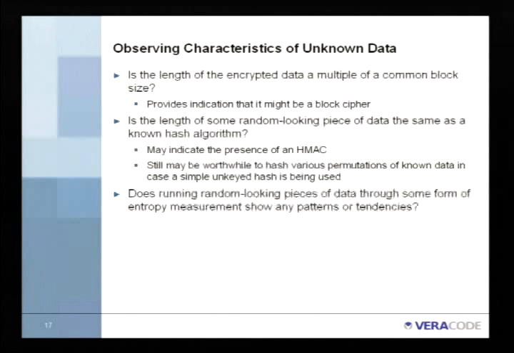Does running random-looking pieces of data through some form of entropy measurement show any sort of patterns? One thing you can do here is script up a little thing to grab a bunch of tokens repeatedly, and then run them through a statistical analysis to see if there's an abundance of bytes at the low end or the high end. Something that's truly random shouldn't show any peaks or valleys in terms of distribution of bytes. Some of the automated web app products do this, I think, with session IDs, but not so much with other pieces of data.